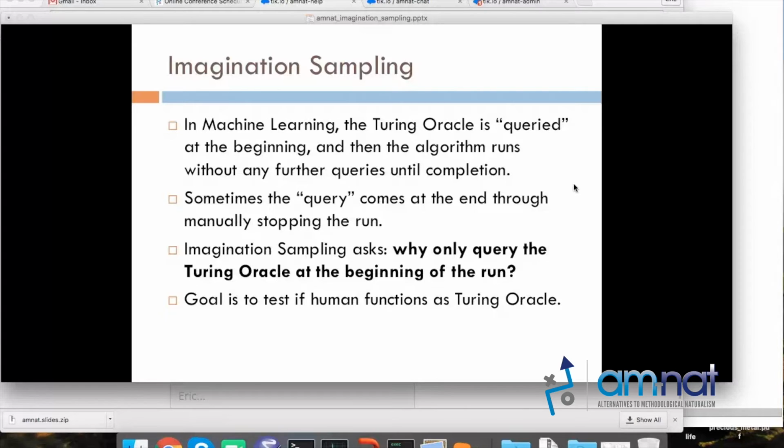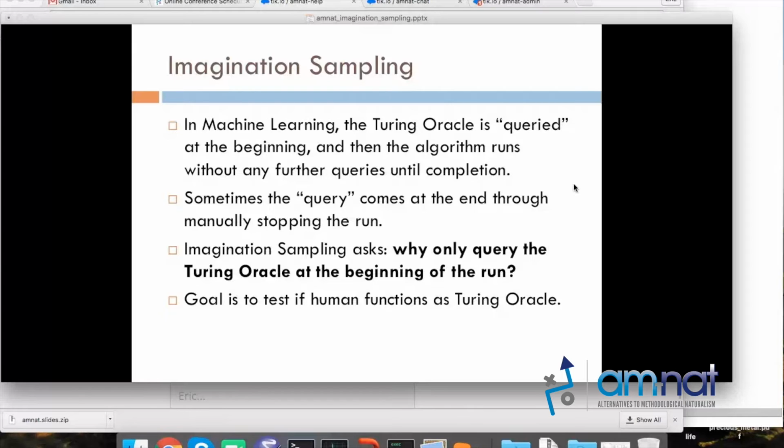So now that we realize that machine learning uses a Turing oracle to succeed, we can apply this observation and perhaps improve machine learning itself. Normally in machine learning, the Turing oracle, the human, is queried by the person putting together the machine learning algorithm and applying it. But once that's done, that's the end of the querying. The programmer just puts together the algorithm and runs it, and that's it. And sometimes there's a query at the end when the person stops the algorithm from running.